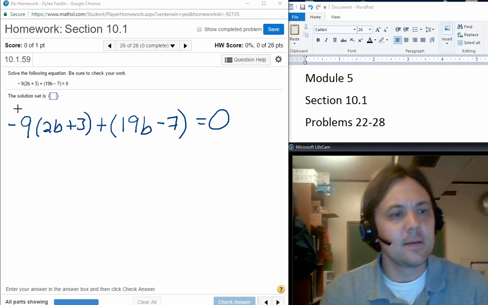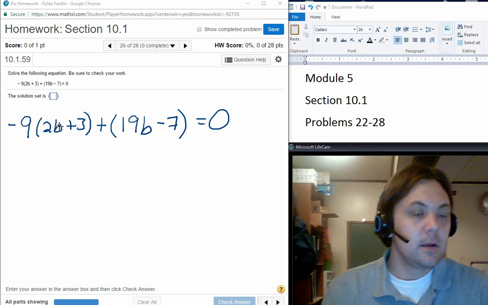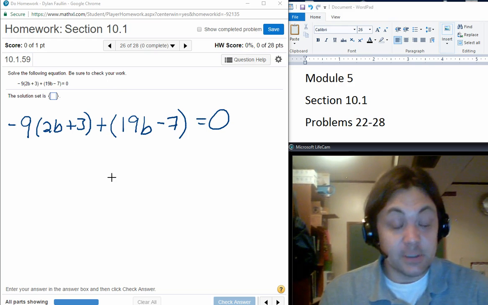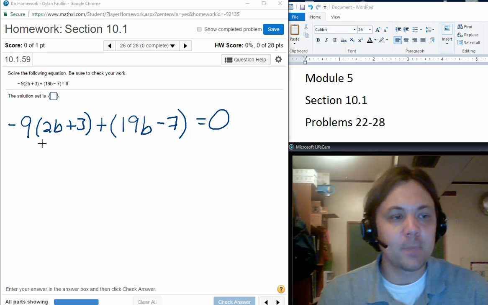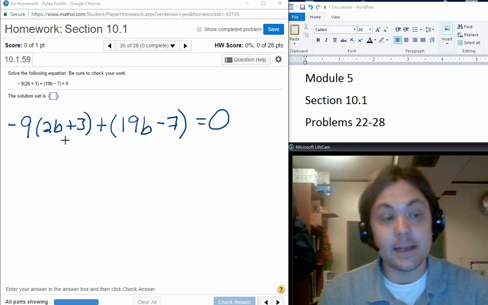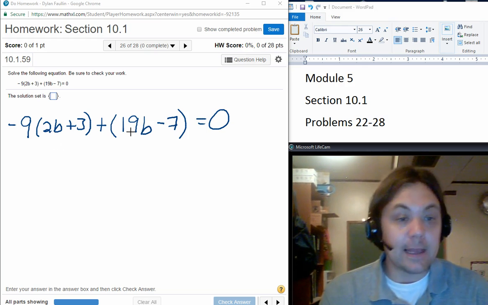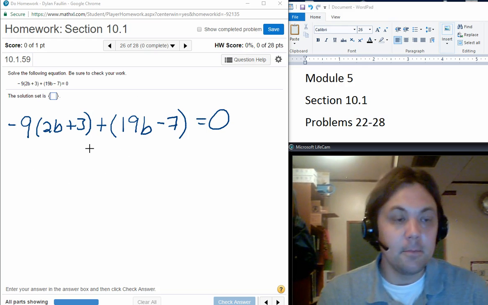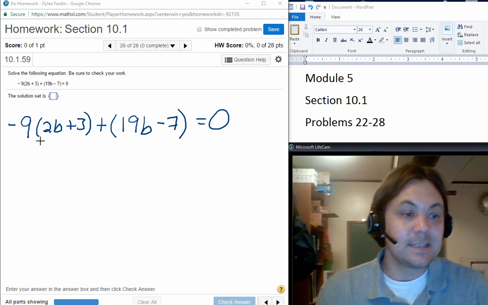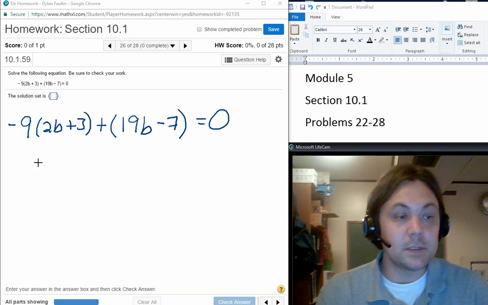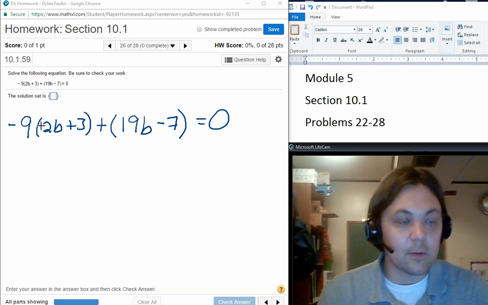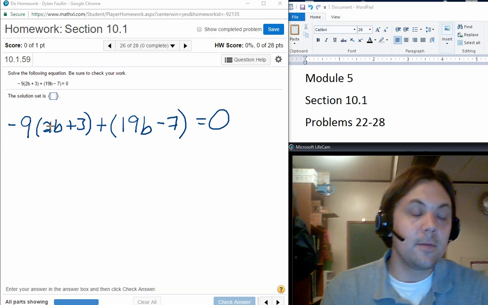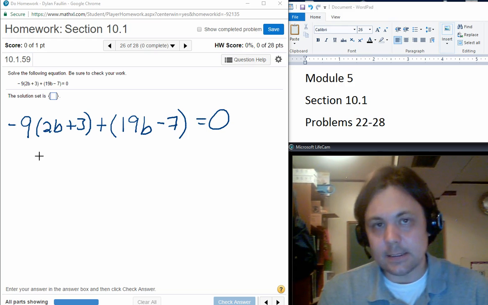Okay. So to proceed with solving this equation, we want to get these b's combined together. But before I can make that happen, I have to get rid of the parentheses that are blocking me from combining the b's together. To get rid of this set of parentheses, I have to perform the mathematical operation that is making the parentheses necessary in the first place.